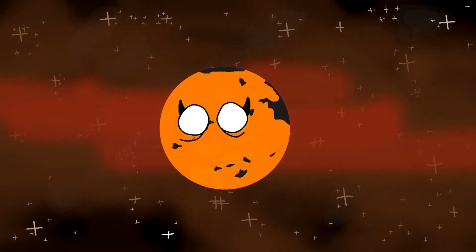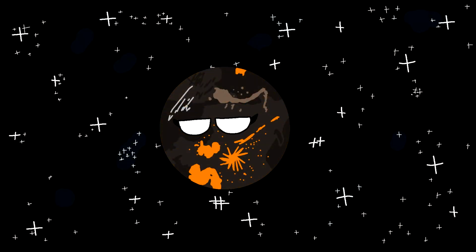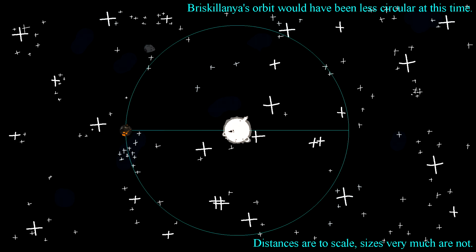After most of the chaos of planetary formation had subsided, Hubrae formed in a Briskillanya-crossing orbit from leftover debris. This orbit was dynamic, as Briskillanya and Aronevi both heavily gravitationally influenced the then asteroid's movement.